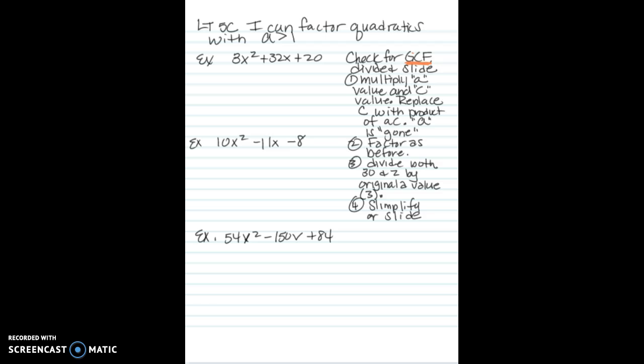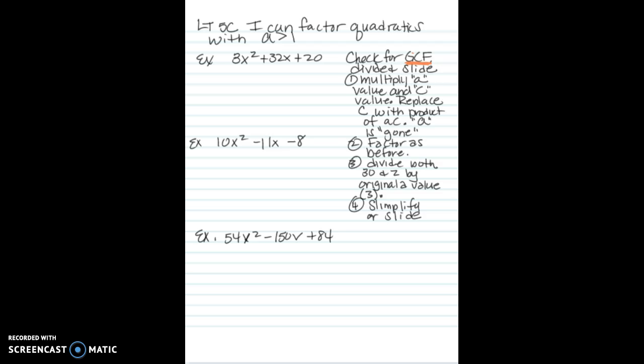So 3, 32, and 20 are not all divisible by a common factor other than 1, so no GCF there. And the three terms do not all have the same variable, so there's no common factor there. So we are going to take some steps here. This is called divide and slide. And we multiply our A value, which is 3, times our C value. So 3 times 20, which is 60.